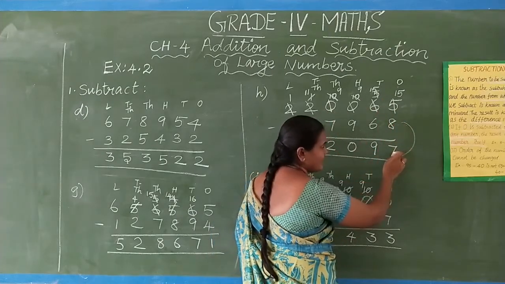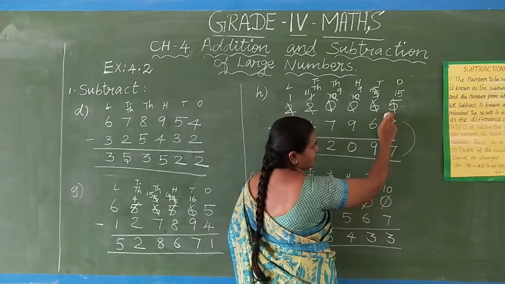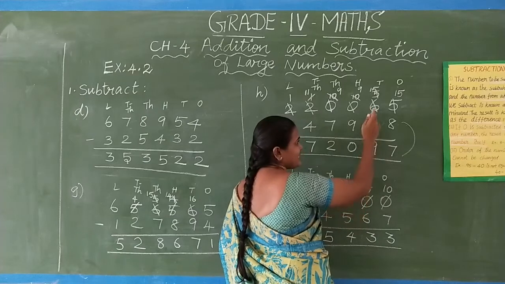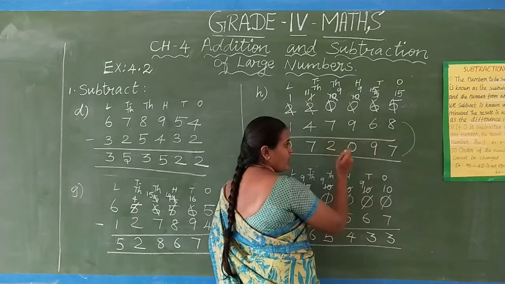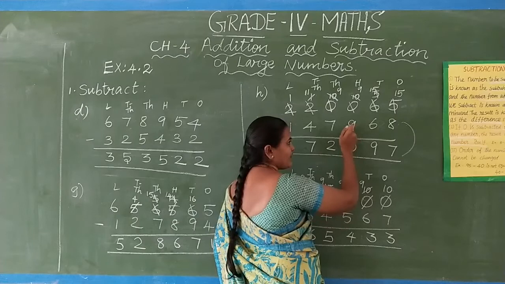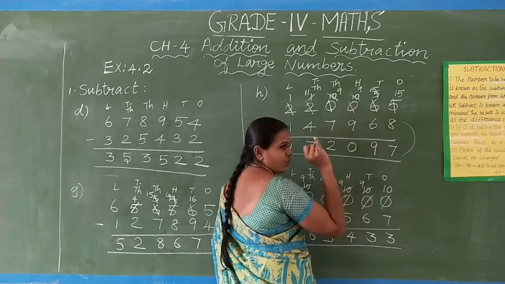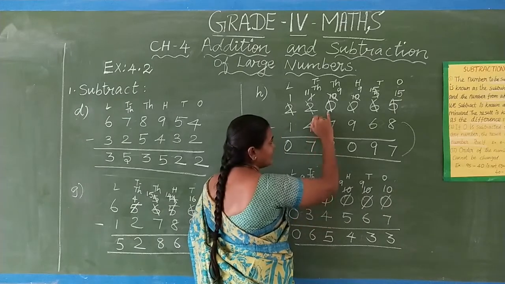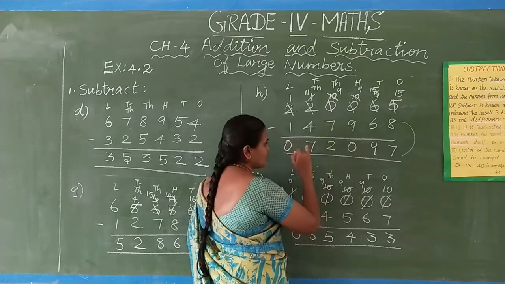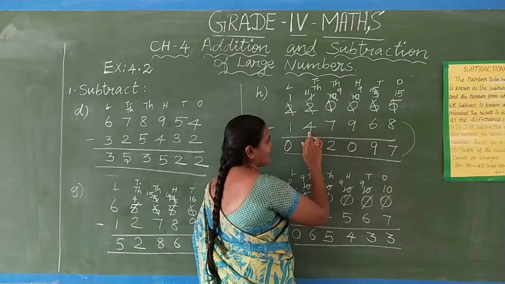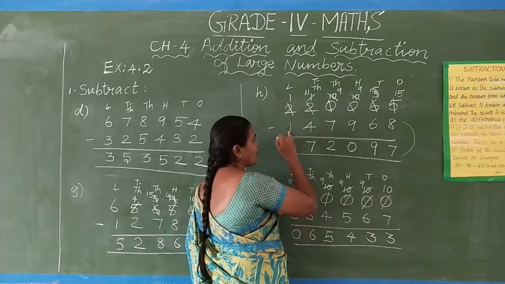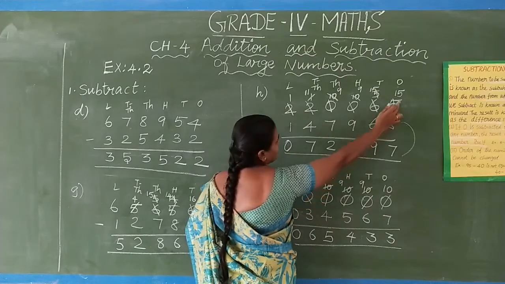8 plus 7, 15. 5. Remaining 1. 1 plus 9, 10. 10 plus 6, 16. Remaining 1. 1 plus 0, 1. 1 plus 9, 10. 0. Remaining 1. So 7 plus 2, 9. 9 plus 1, 10. 0. Remaining 1. So 7 plus 1, 8. 8 plus 4, 12. Remaining 1. 1 plus 0, 1. 1 plus 1, 2. So you get this number.